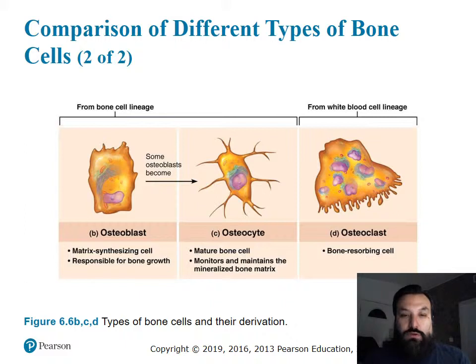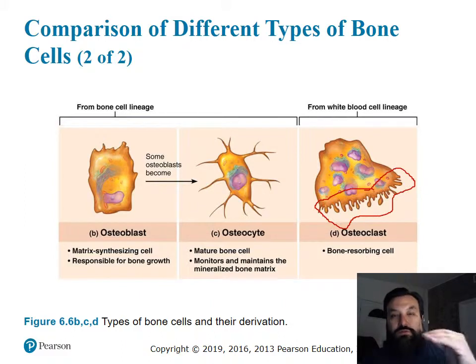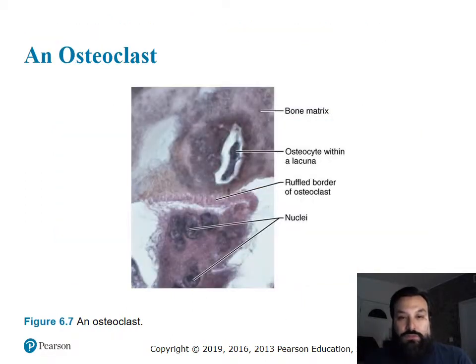Just to show you, there's your osteoblasts on the left, your osteocytes on the right, and of course here is your osteoclast. You see this ruffled border here that is found on the surface of bone, and they actually secrete the enzyme that breaks down bone. Okay, so here's your typical osteoclast. You see the bone matrix there, all surrounding this area.